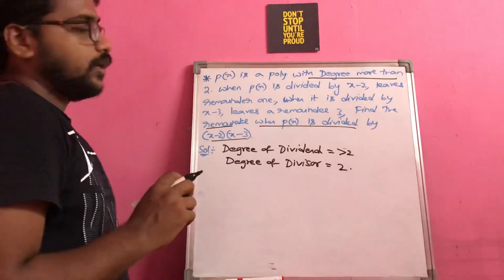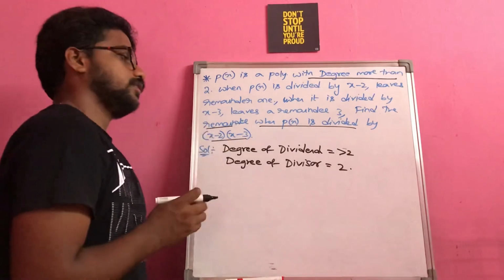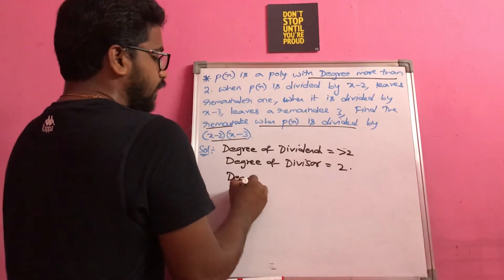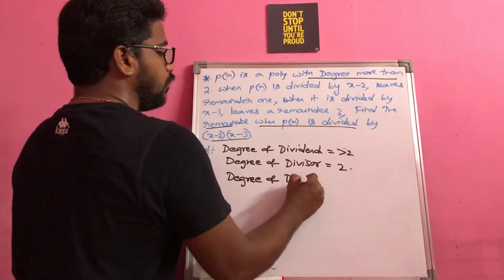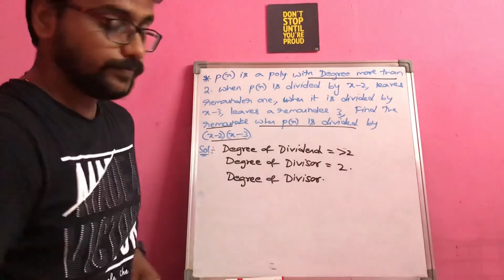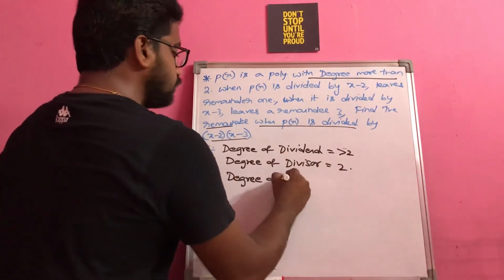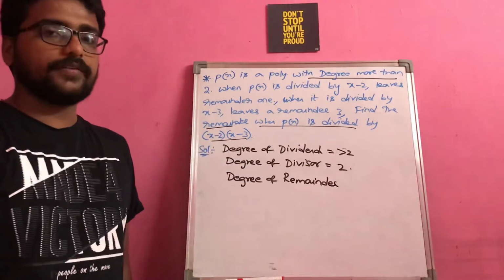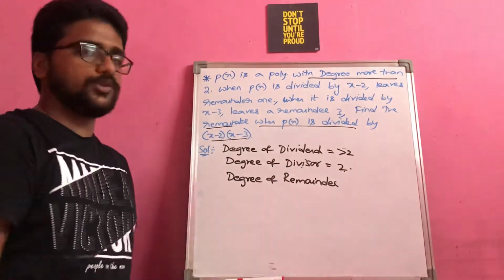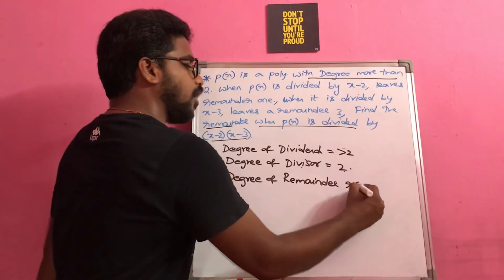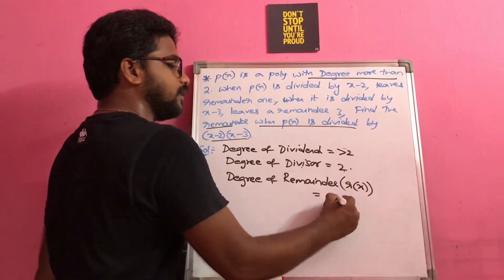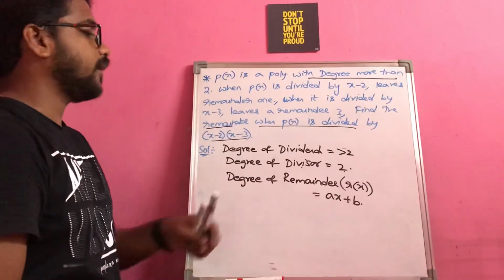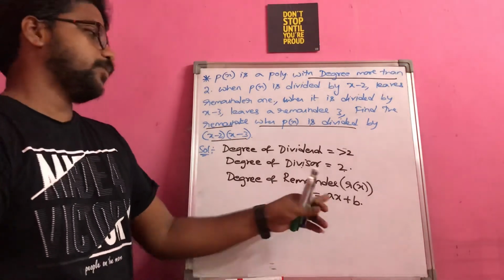Right? Now we know that degree of remainder is always less than the degree of divisor. We know that from the rules that we learned. So when the degree of divisor itself is 2, I can consider the r of x, that means the remainder polynomial, as a 1 degree. That is nothing but a linear polynomial, which in standard form we can write as ax plus b. Hope this point is very clear.